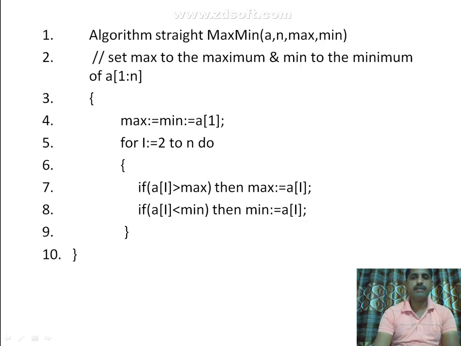See, the algorithm StraightMaxMin(a, n, max, min): set max to the maximum and min to the minimum value of a[1:n]. If max = min = a[n], that is only a single element, it's okay. Otherwise, for i = 2 to n do: if a[i] is greater than max, then max = a[i]. If a[i] is less than min, then min = a[i]. So likewise, we have to write the algorithm. If there is only a single element, max = min = a[1]; otherwise we go for i = 2 to n. If a[i] is greater than max, then max = a[i]. If a[i] is less than min, then min = a[i].